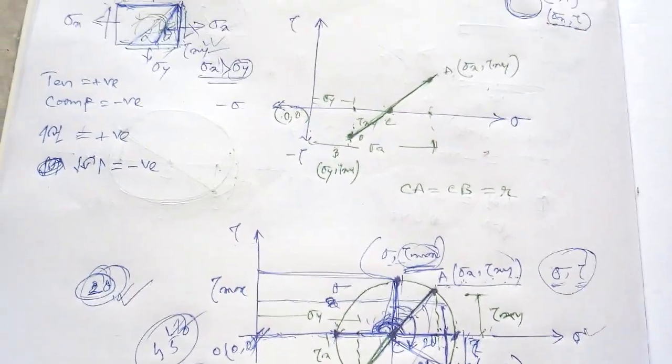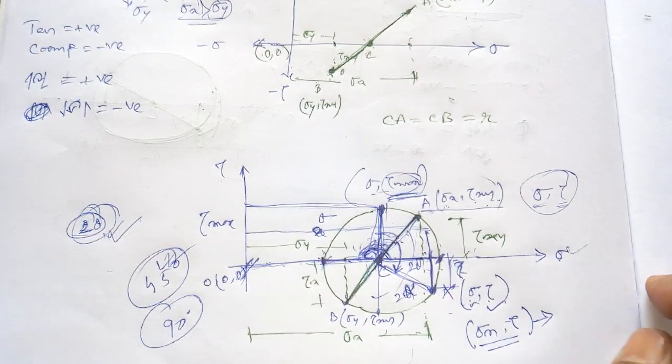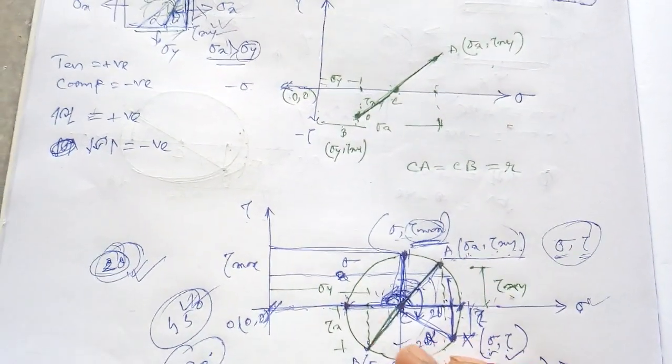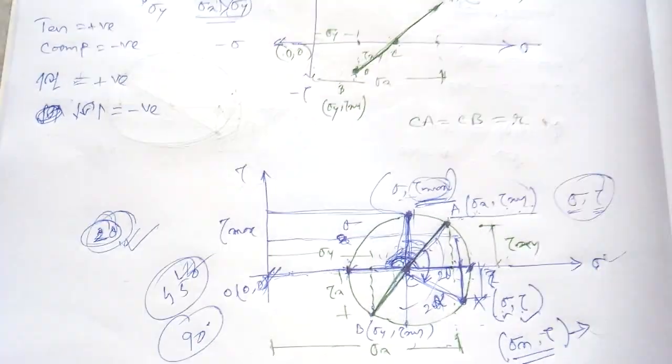Okay, so we can again take any kind of examples, we can put them on graph paper, we can draw the circle, and we can find out all the things, right?